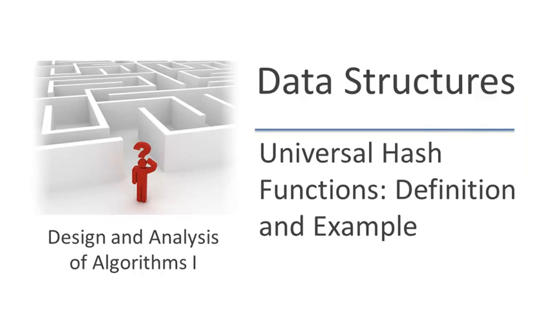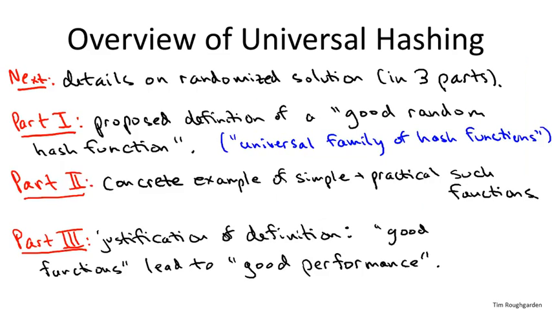So let me remind you of the three-pronged plan that I have for this part of the material. In this video, we'll be covering the first two. Part one, which we'll accomplish on the next slide, will be to propose a mathematical definition of a good random hash function. Formally, we're going to define a universal family of hash functions. Now, what makes this definition useful? Well, two things. Part two will show that there are examples of simple and easy to compute hash functions that meet this definition, that are universal in the sense described on the next slide.